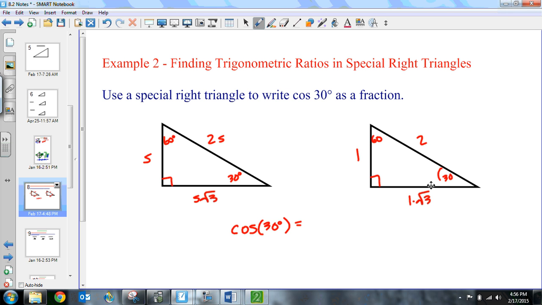do is I'm going to take, let's go ahead and call this the opposite, the adjacent, and the hypotenuse. So given 30 degrees, this is my adjacent side, which is the square root of 3 over 2. Okay? And that's my fraction. Okay, now let's do something.